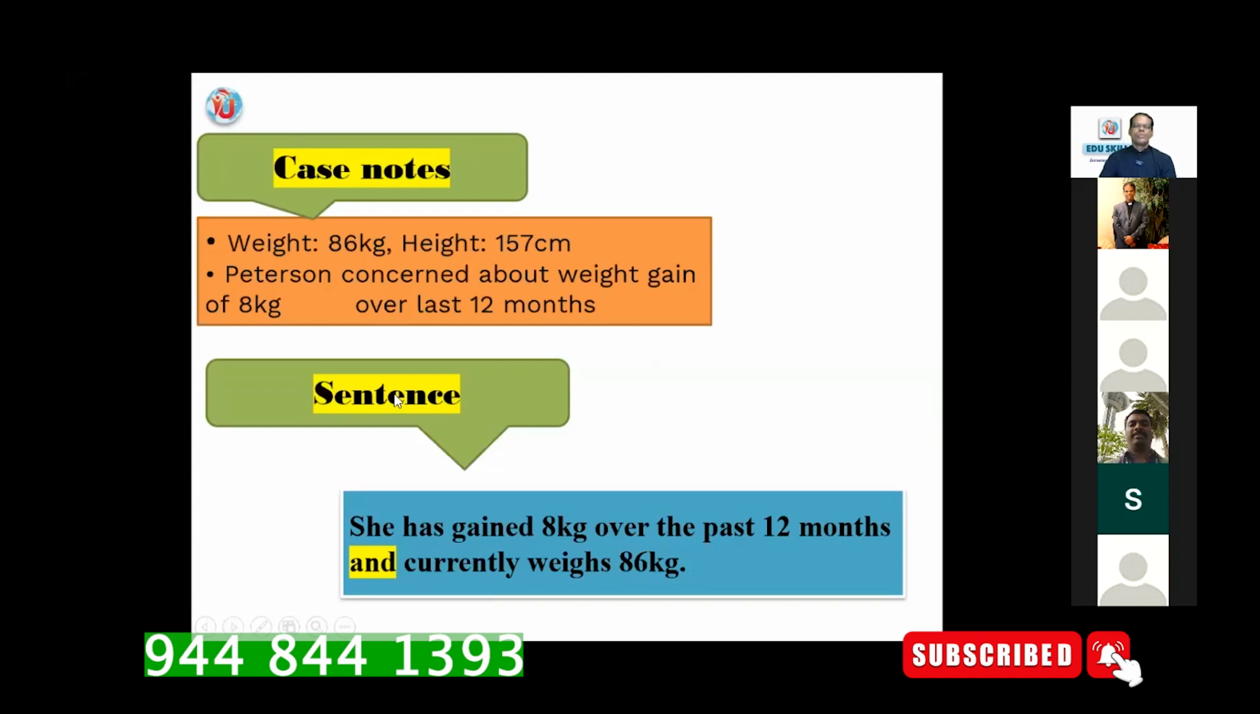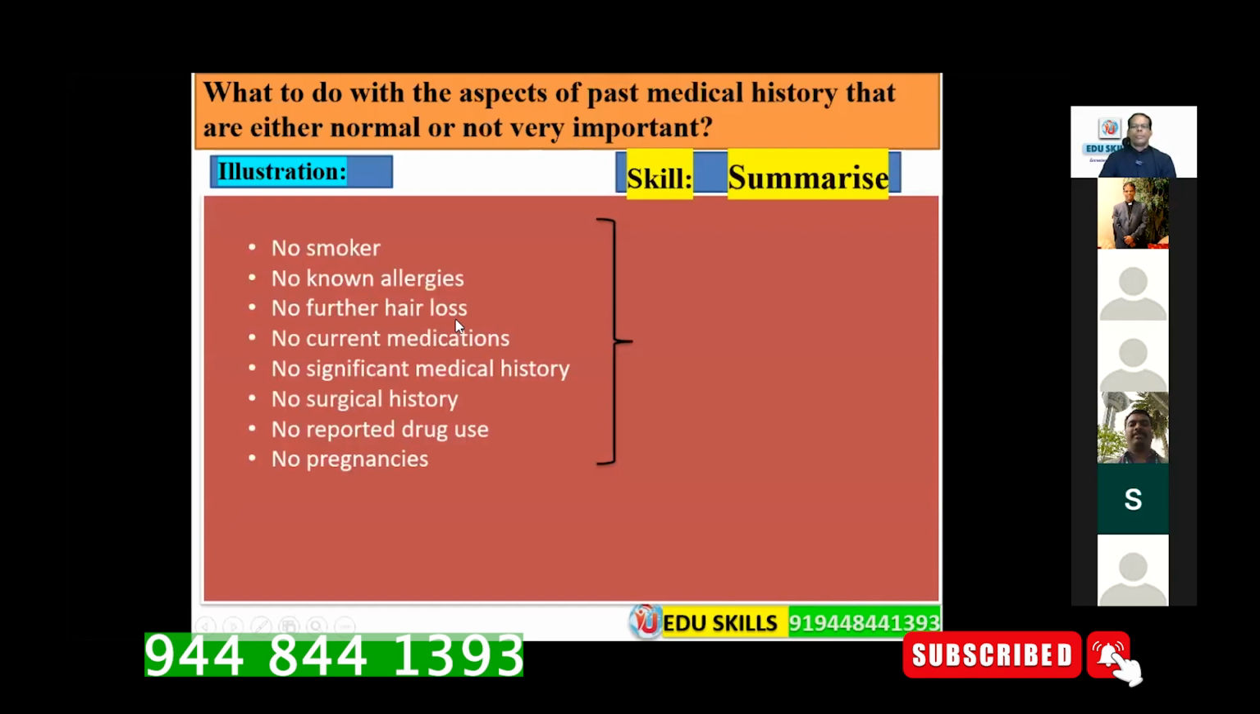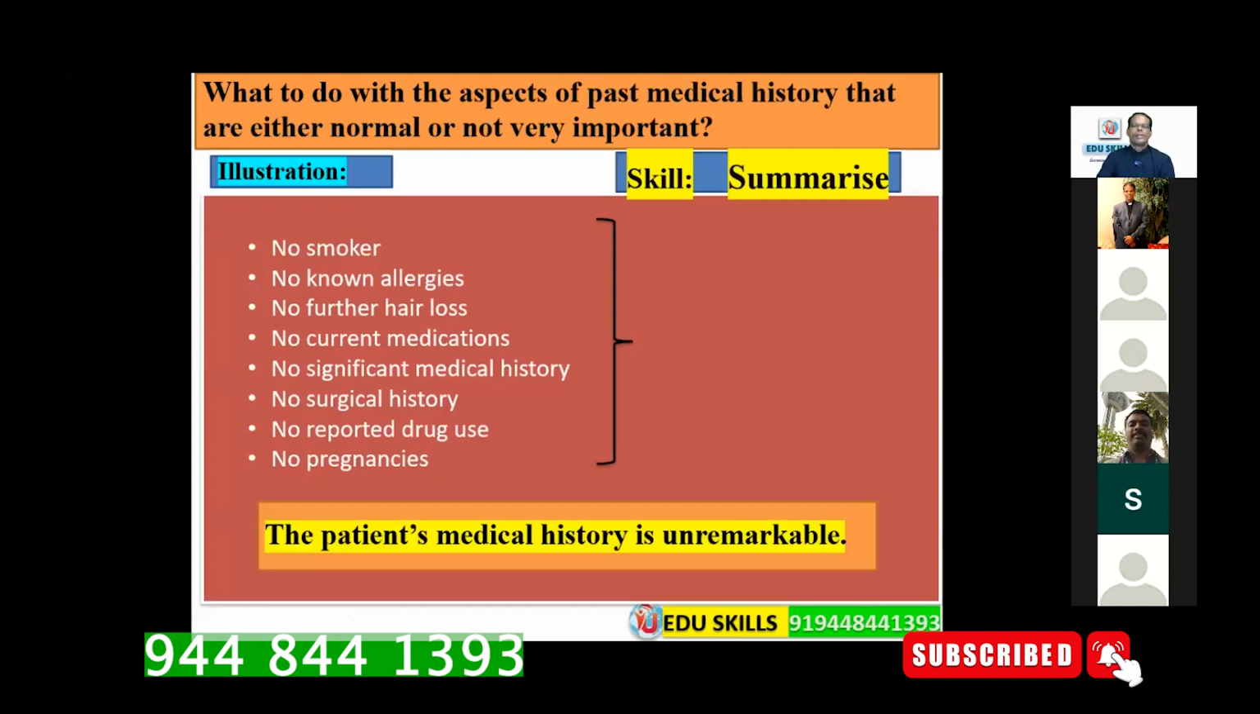So the case note is beautifully transformed into a sentence. What to do with the aspects of past medical history that are either normal or not very important? If at all you want to summarize, I have already told you once how to summarize those things. Many things in the medical history are not relevant or not important, but if the context warrants, you can put all these case notes into one simple sentence: The patient's medical history is unremarkable.